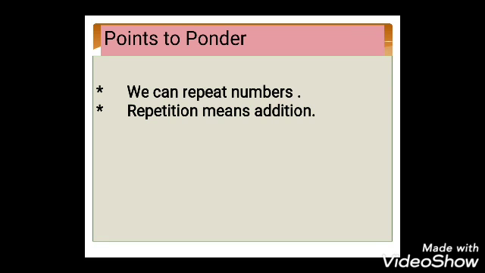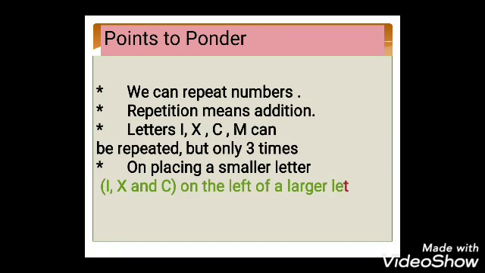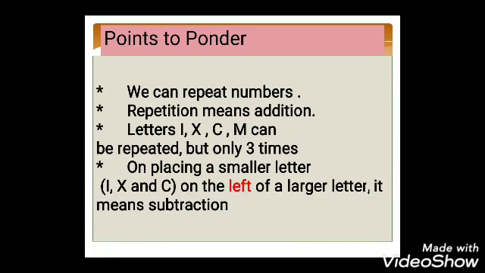So dear children, there are certain rules to follow to build Roman numbers. It says that we can repeat letters. Repetition means addition. Letters I, C, X, M can be repeated but only 3 times. So there is a rule that we cannot repeat any letter more than 3 times. On placing a smaller letter I, X and C on the left of the larger letter, it means subtraction. And if we place it on the right, it means addition.